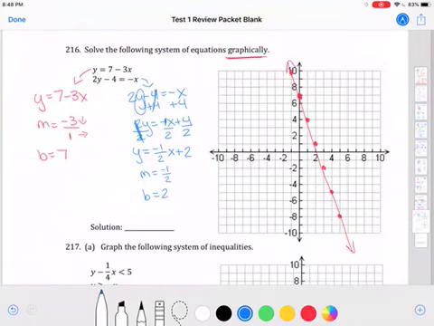So m is the number in front of x, which is -1/2. b is the number by itself. So I start by graphing b on the y-axis, and then from there I'm going to rise a -1 and run right 2.